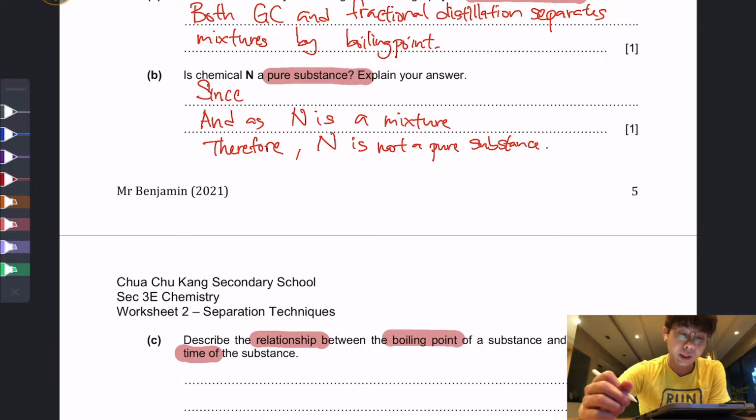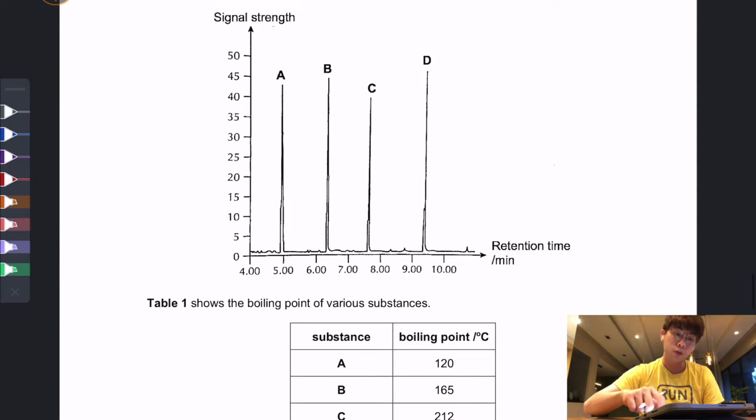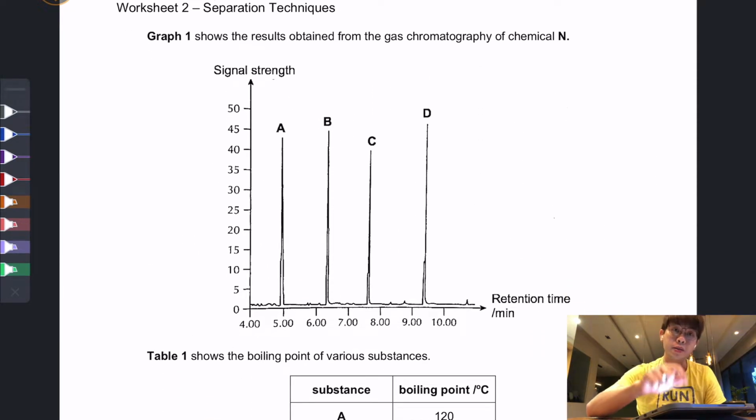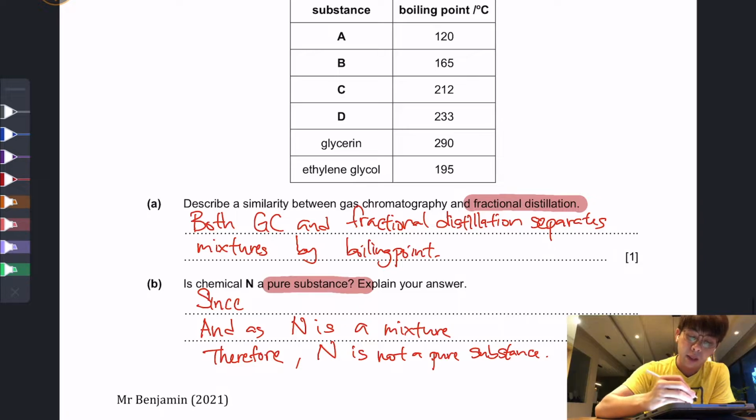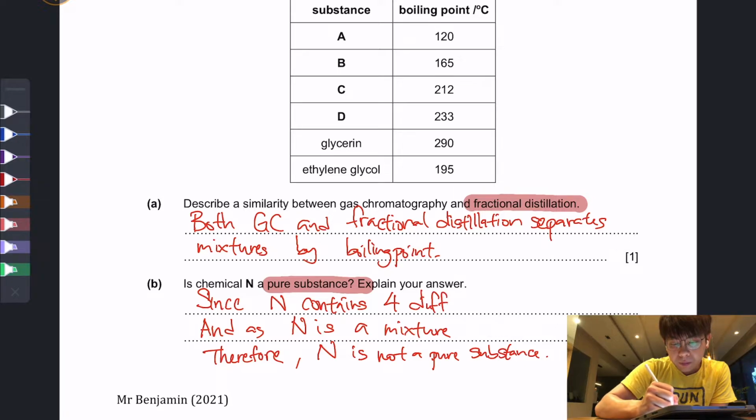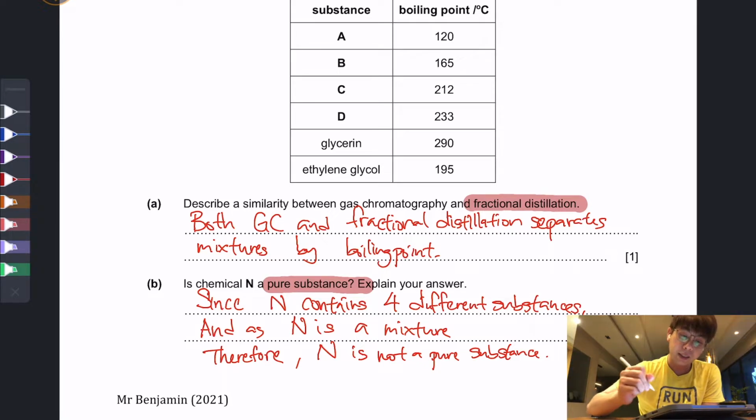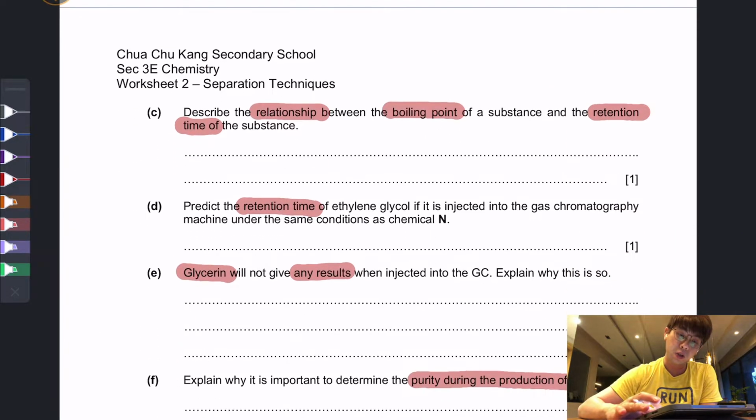And how do I know it's a mixture? The data over here shows that N contains A, B, C, and D, 4 substances. Since N contains 4 different substances, N is a mixture, therefore N is not a pure substance. Okay, let's look at the next question.